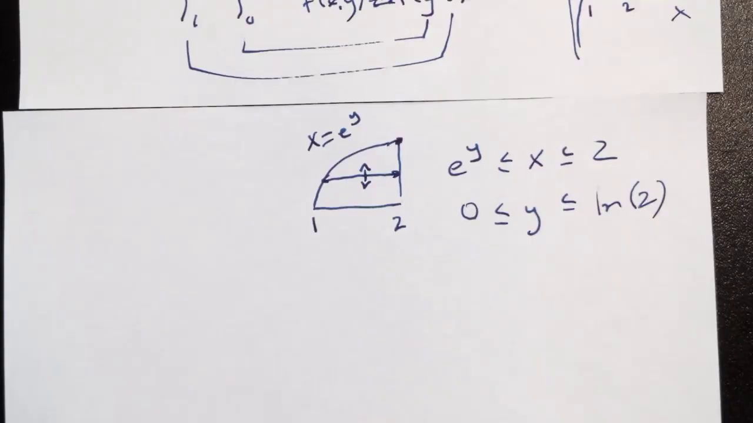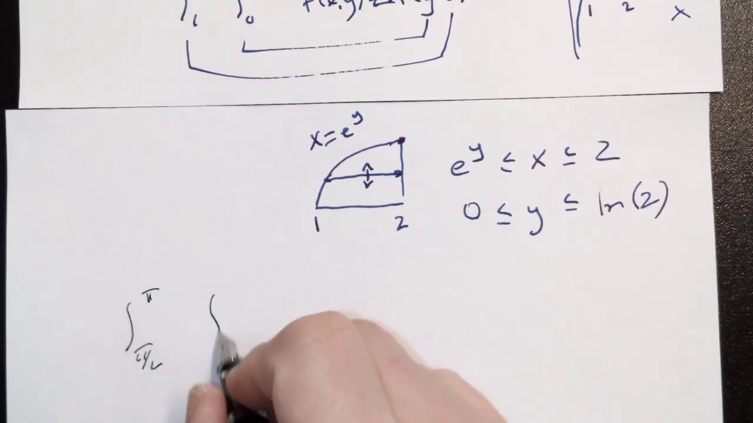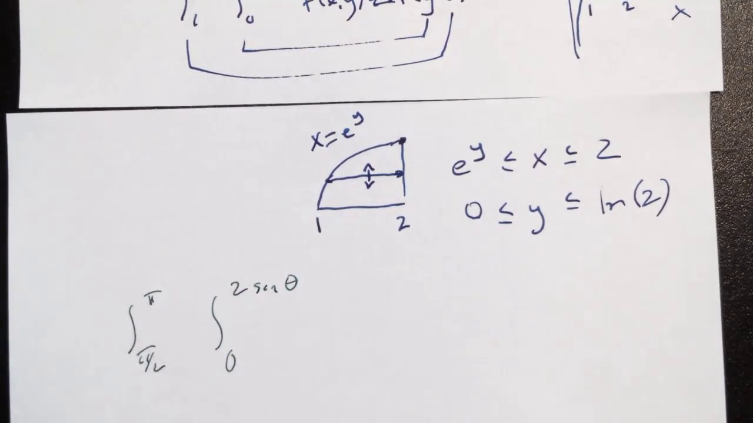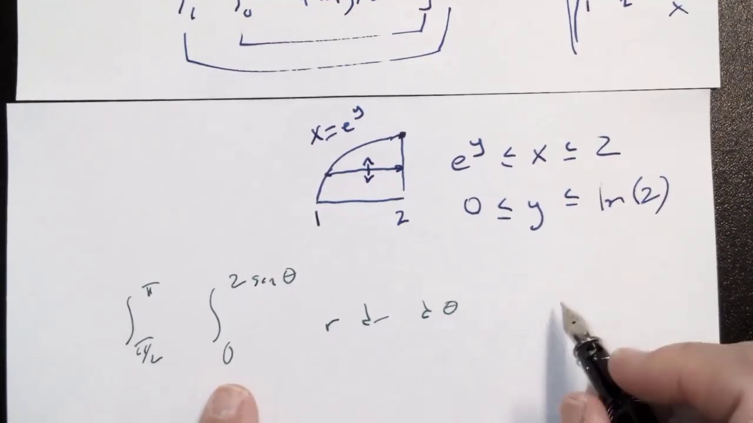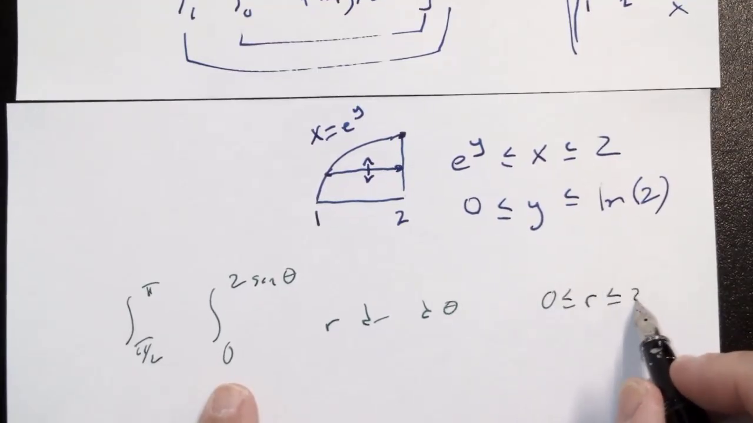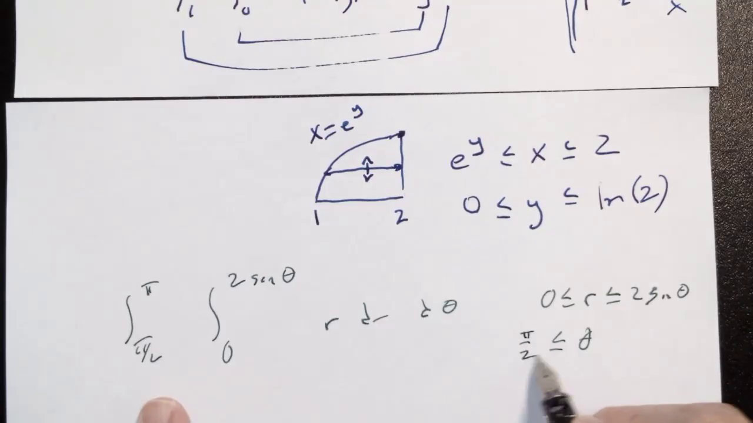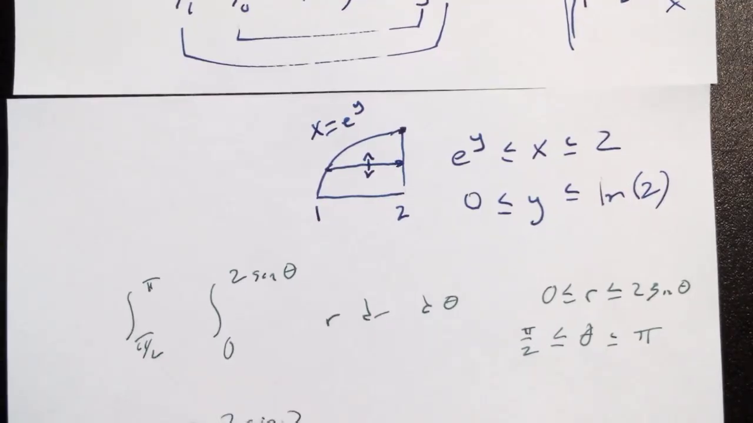So let's write the equations for the region. That means this is in r: 0 less than or equal to r less than or equal to 2 sine theta. And this is in theta: pi over 2 less than or equal to theta less than or equal to pi. So I need the graph r equals 2 sine theta.